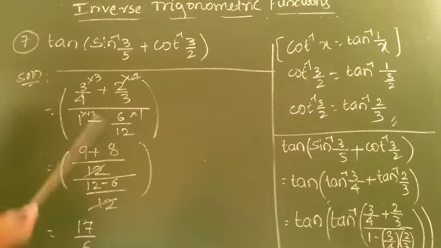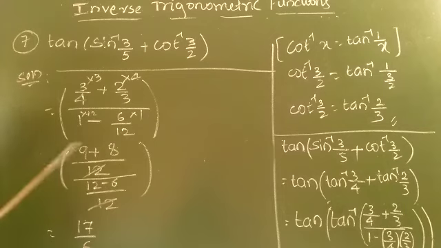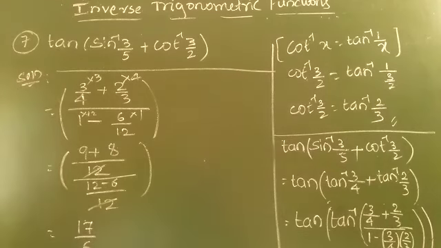1 12s are 12. Minus is a minus. 6 1s are 6 divided by 12. 12 12 get cancelled. 9 plus 8, 9 plus 8 is 17. 12 minus 6 is 6. It is the 17 divided by 6 is the answer. Yes, write down. After that we will take the next one.